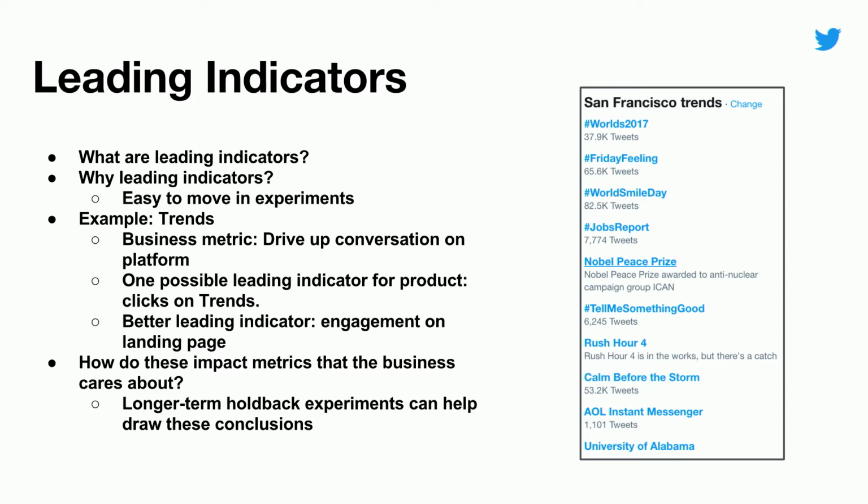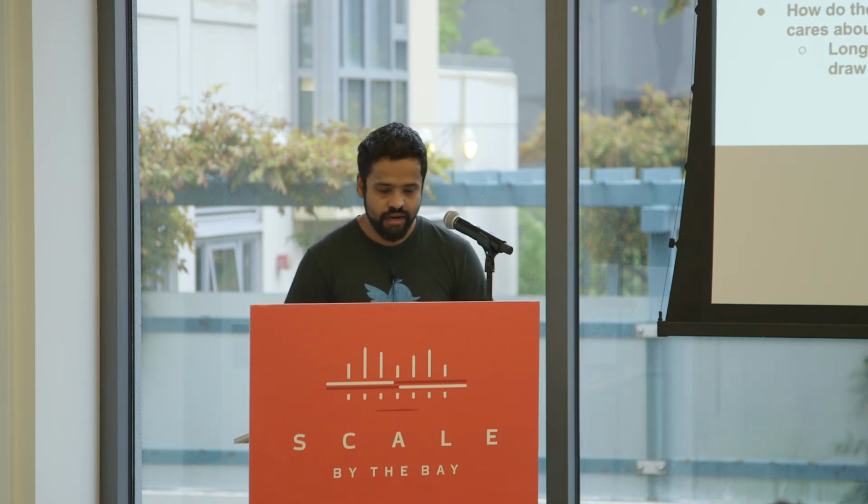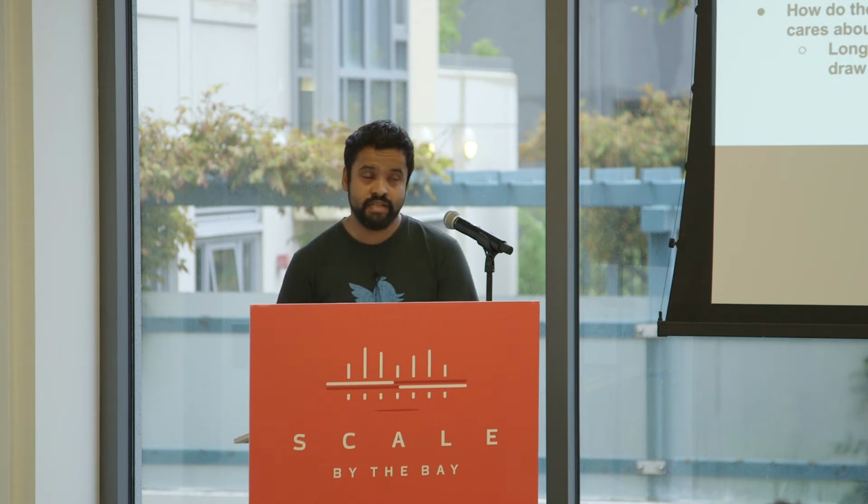For example, with trends, a good business metric might be driving up conversation on the platform, and this is probably harder to move on every single experiment. But a leading indicator may be clicks on trends. A better leading indicator would be engagement on the landing page of trends, which is better because we are not optimizing for clickbaity things. And sure, we have these leading indicators, but how do we know whether these leading indicators are impacting the metrics that the business cares about?